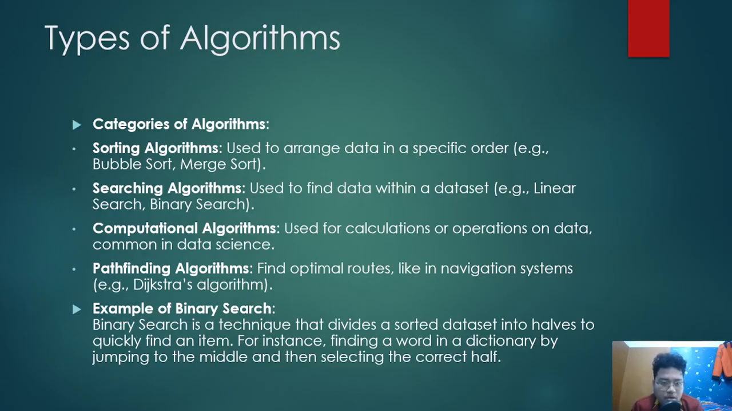Then we go to an example of binary search. Binary search is a technique that divides a sorted dataset into halves to quickly find an item. For instance, finding a word in a dictionary by jumping into the middle and then selecting the correct half.